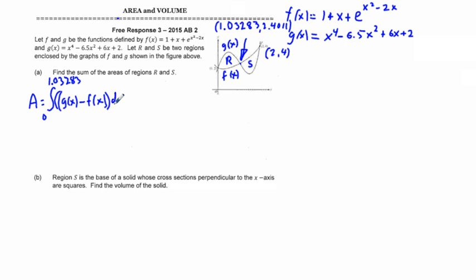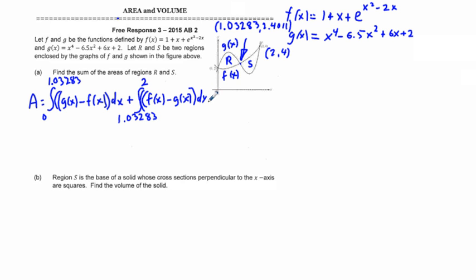And then we're going to have area S, which we'll add. This is going to be between 1.03283 and 2. In this instance, we're going to have f of x minus g of x dx.